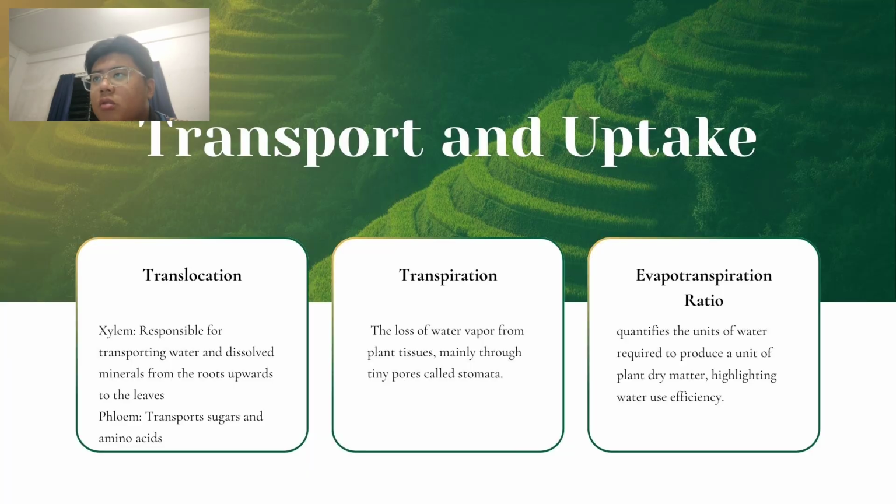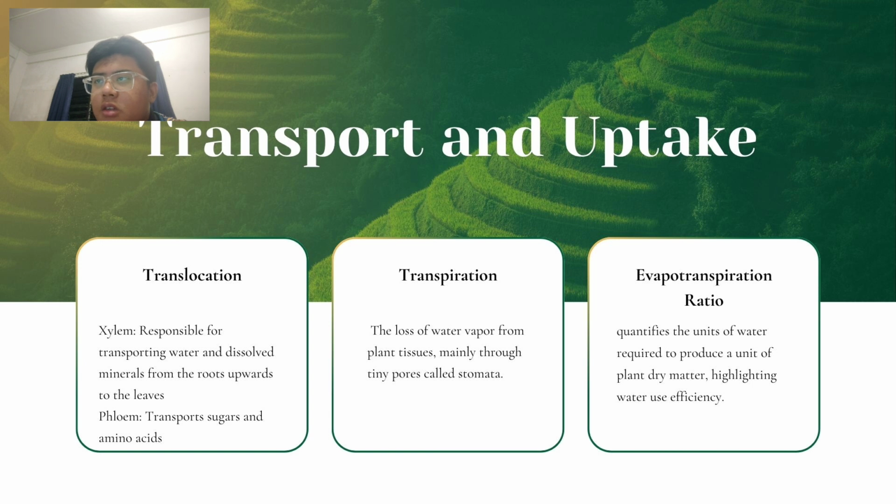For plants to grow, substances must be moved efficiently through their system. This is achieved through translocation. The xylem tissue is responsible for transporting water and dissolved minerals from the roots upwards to the leaves, while the phloem transports sugars and amino acids, the products of photosynthesis, from their production sites to where they are needed for growth or storage.